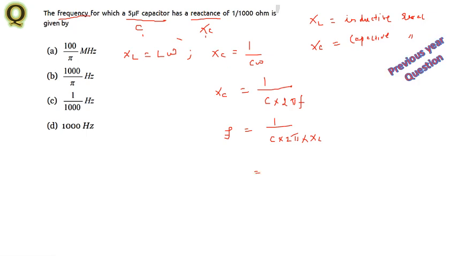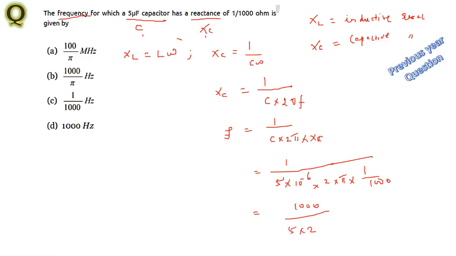Now just substitute all the values. 1 divided by the C value, which is 5 microfarad, that is 10 power minus 6 farad, into 2 pi, and the Xc value they have given is 1 divided by 1000. So 1000 will come over here, and the whole is divided by 5 into 2 pi into 10 power minus 6. 10 power minus 6 will come over, so you are going to have 10 power plus 6.